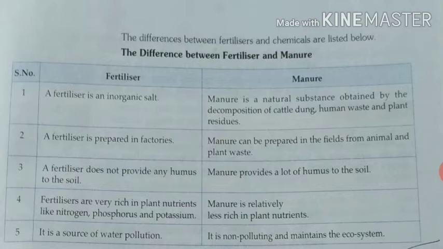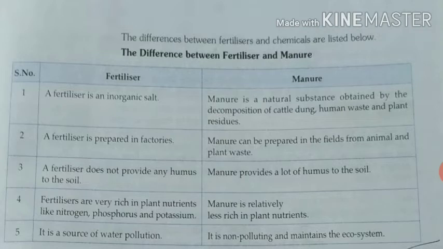Fertilizer does not provide any humus to soil. Manure provides a lot of humus to soil because manure is made up of dead remains of plants and animals. So it provides a lot of humus which increases the fertility of the soil. Whereas fertilizers do not provide humus to the soil.